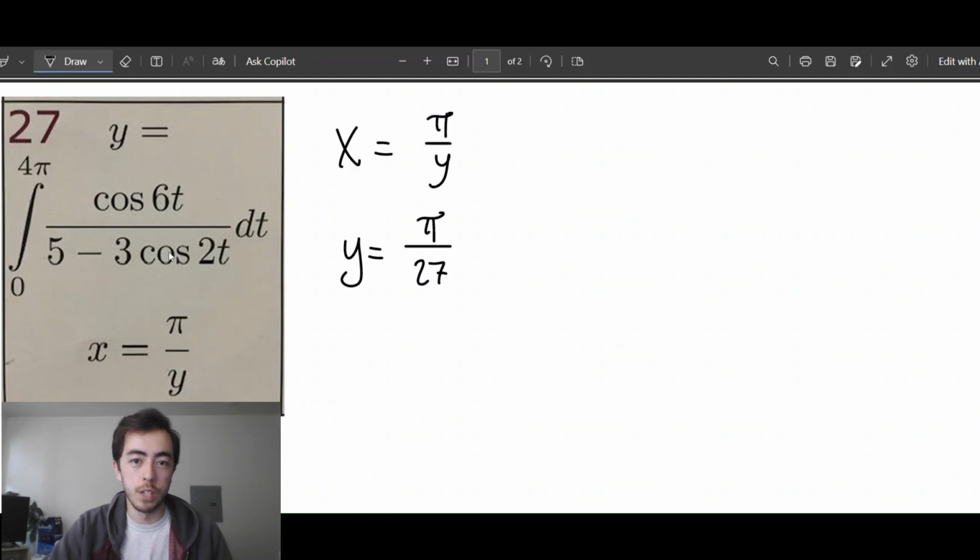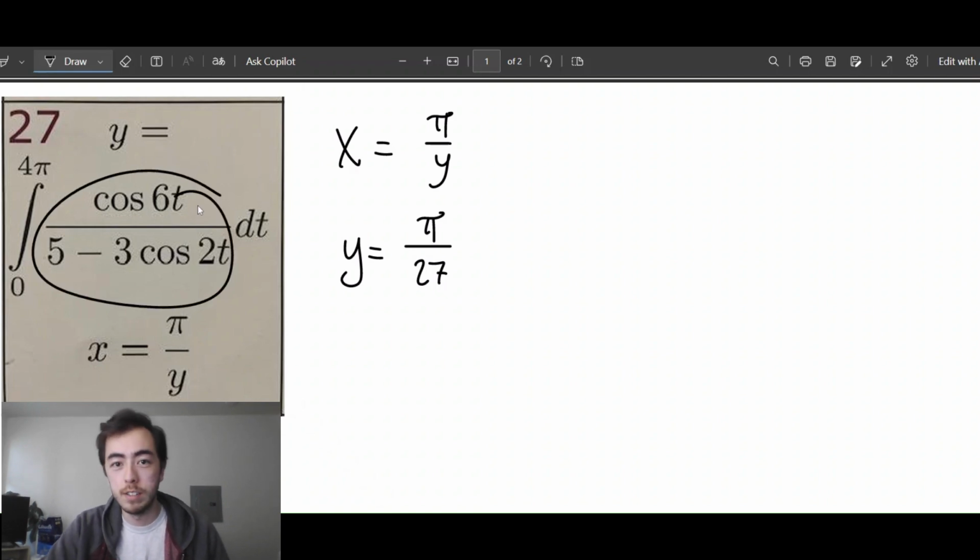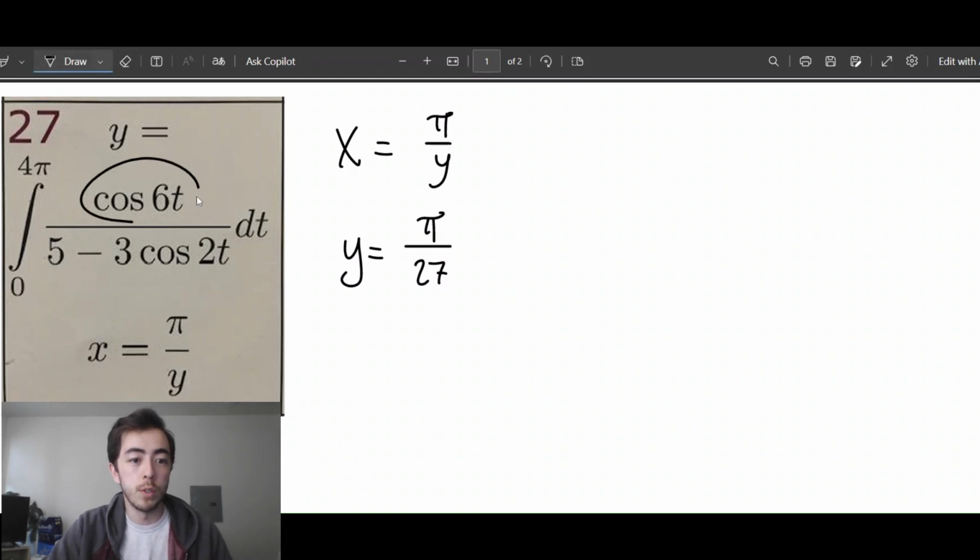So this integral does look really hard. First of all, it's a fraction. Fractions tend to be kind of hard to integrate. Second, we do have some trig functions, and those tend to be tricky as well.